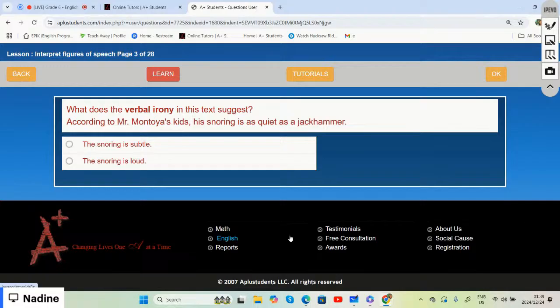We need to identify the verbal irony in the text. It is where the speaker intentionally says something that's different from the reality of the situation. It says, according to Mr. Montoya's kids, his snoring is as quiet as a jackhammer.